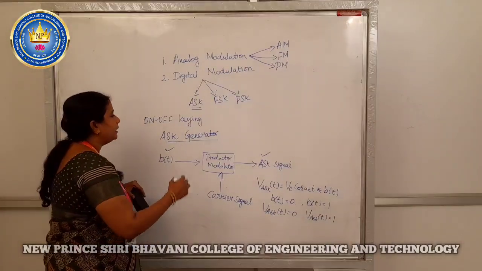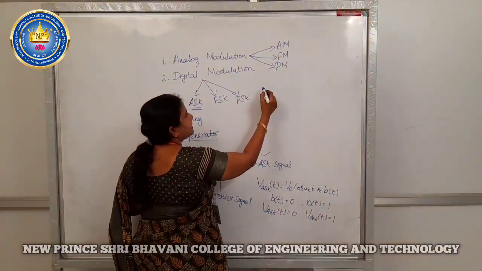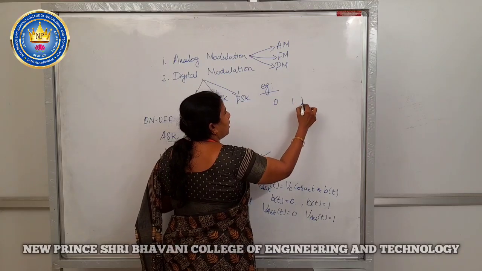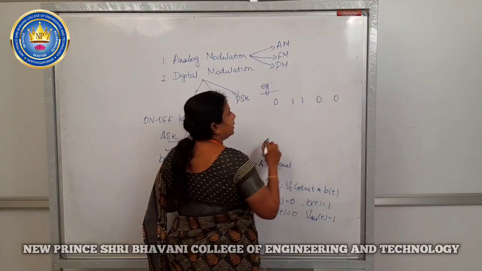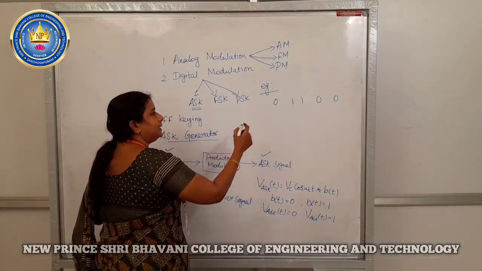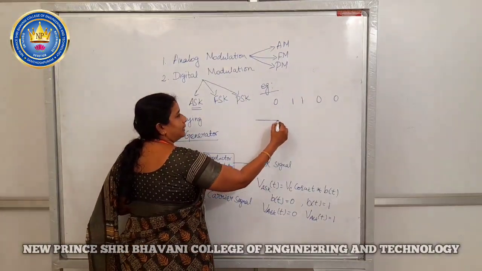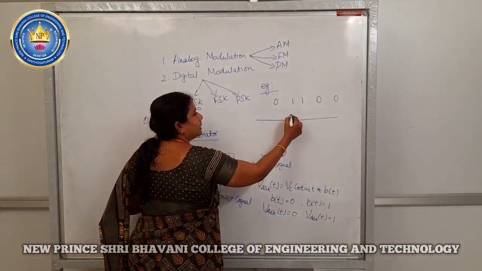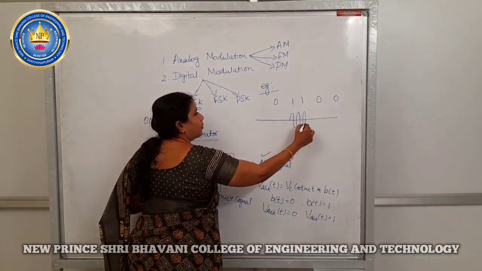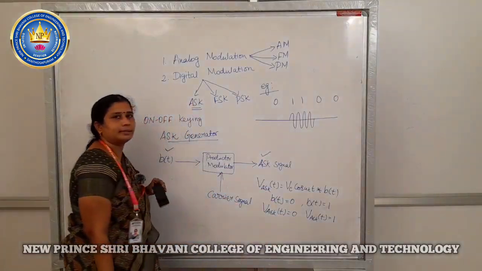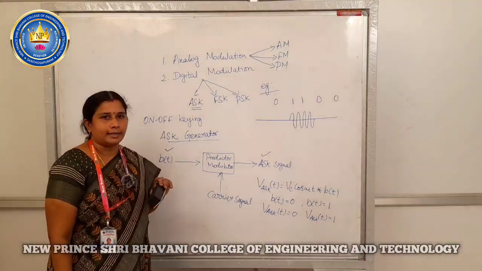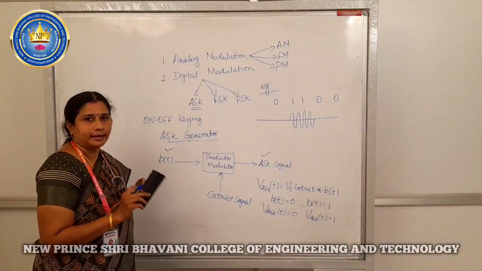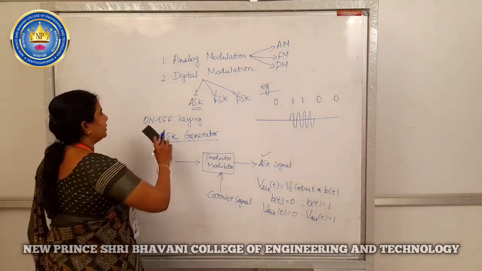Similarly, for example, your input signal is 0, 1, 1, 0, 0. Whenever your input signal is 0, there is no signal in the output region. Whenever your input signal is 1, the signal will be transmitted on the output side. Yes, this is the concept of ASK. Now we are going to see about the ASK detector, which is nothing but demodulation.